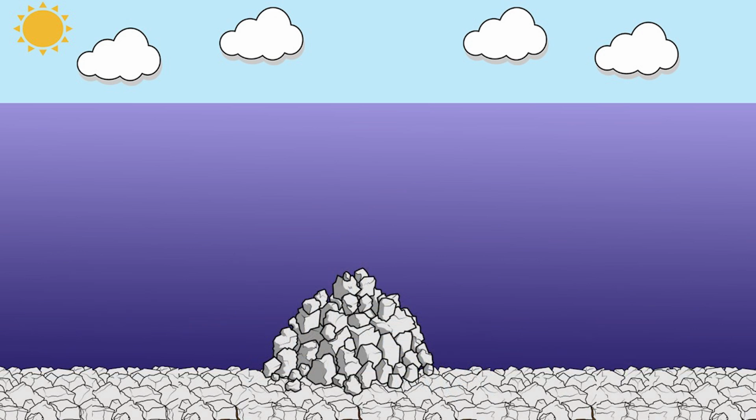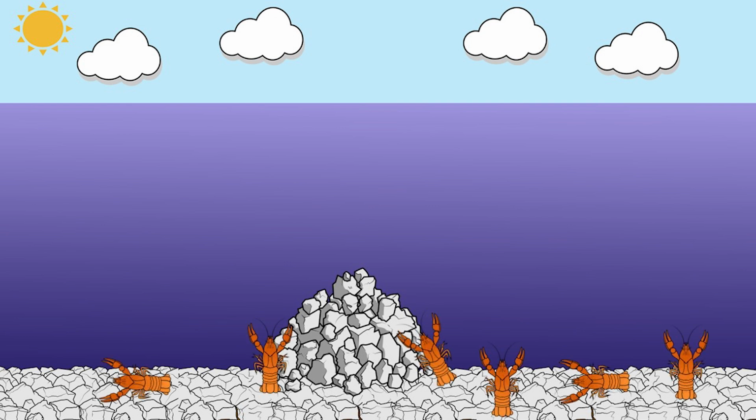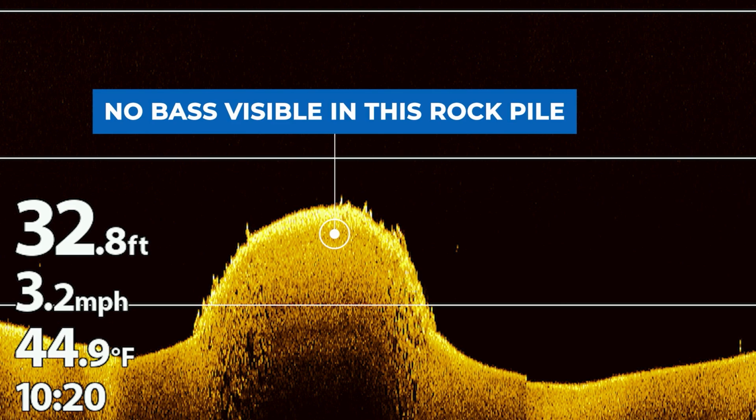Now, there's one big exception to the rules I just laid out, and that's when you can't see the forage on your fish finder, either down imaging or side imaging. This happens when bass are feeding on crawfish, gobies, or sculpin, because these types of bait fish will set up tight to the bottom in the rocks, and they're invisible on the fish finder.